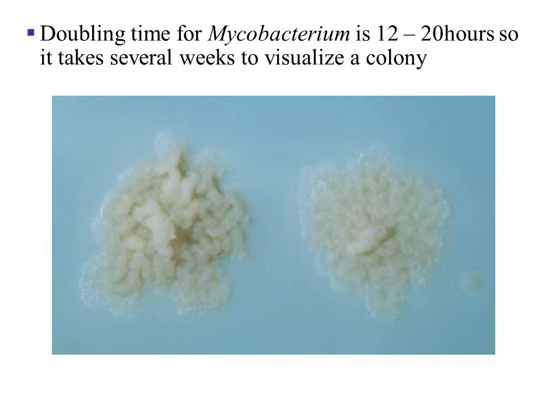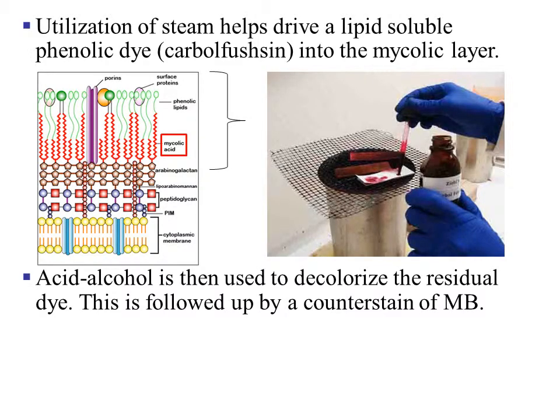Bacteria like Mycobacterium tuberculosis have a very slow replication rate. The doubling time can be anywhere from 12 to 20 hours. So it takes several weeks to visualize a colony on a petri dish. But that slow-growing bacteria can be stained with a carbolfuchsin stain.